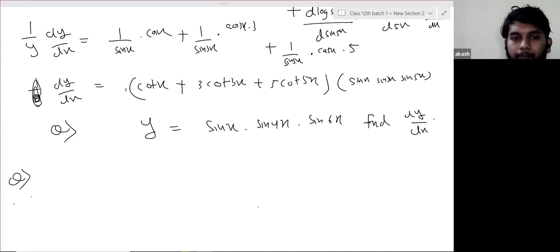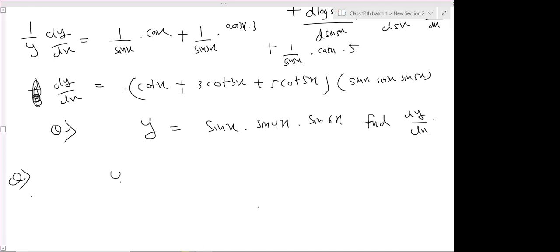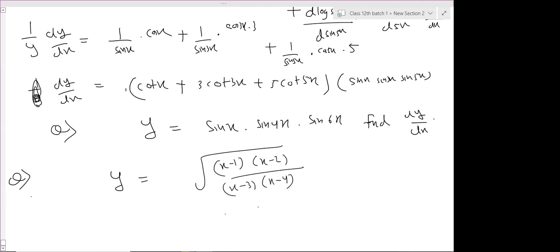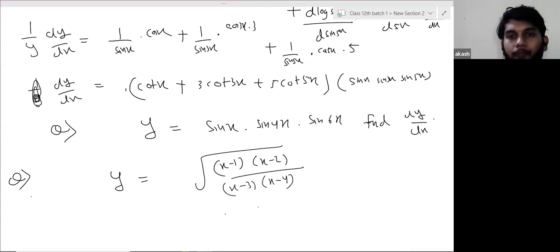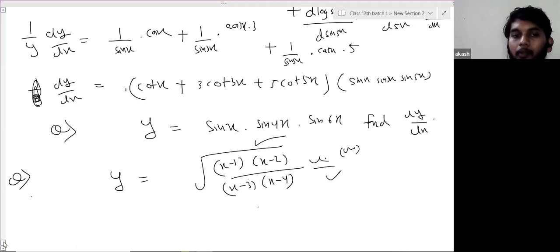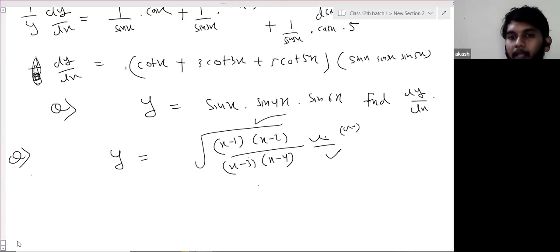Next question. y equals under root of (x minus 1)(x minus 2) upon (x minus 3)(x minus 4). All right. Now, this question also you can directly differentiate, but that will be very lengthy. First, you have to look out for the under root function, then u upon v, and in this you have to use the uv formula. Two functions are multiplied, or you have to multiply then differentiate. But again, what we can do is take log both sides.